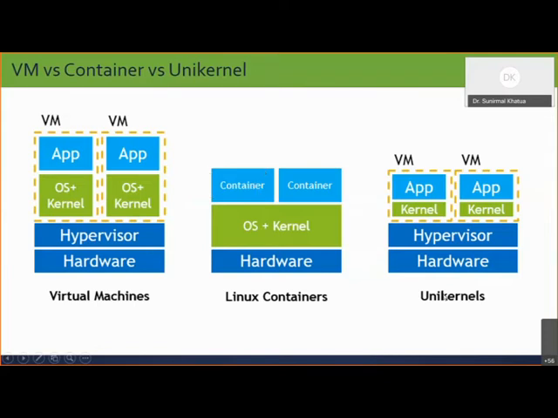Compared to that, in unikernels, only the minimal kernel that is needed is ported along with the application, and that can be run inside the VM. So since your kernel is also there along with your job or application, you are carrying the OS kernel with you, and it can run anywhere. It can run on top of a smartphone, it can run on top of a hypervisor, it can run anywhere, since you are carrying the kernel along with your code.